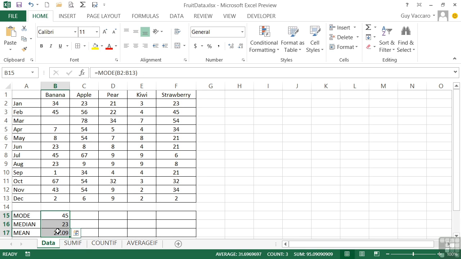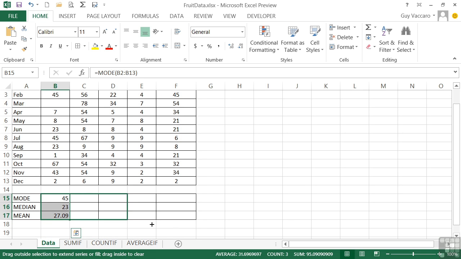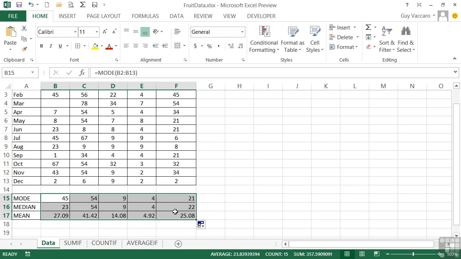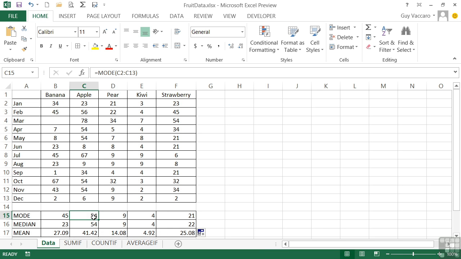We can then take all 3 of those and replicate them across all of our different fruit. And we find it returns obviously different values. Everything is relative. Now there is one little caveat with the mode.